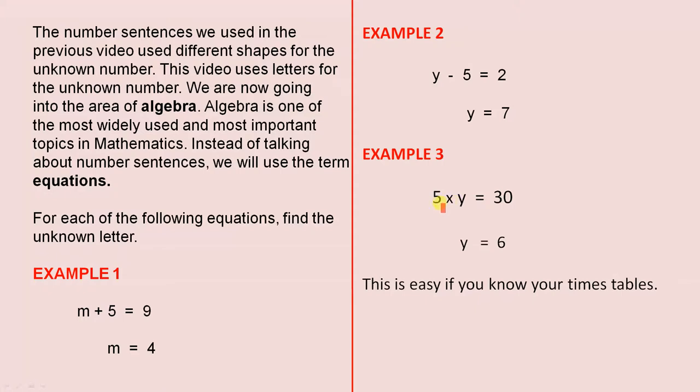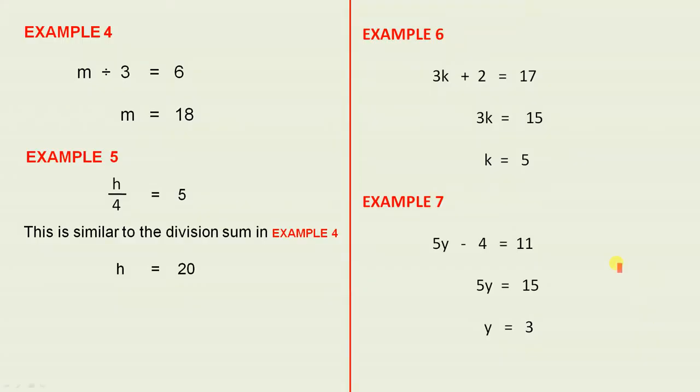Example 3, 5 multiplied by y gives you 30. Now if you know your times tables, 5 sixes are 30, so y is 6. So this is easy if you know your times tables. Example 4, m divided by 3 equals 6.